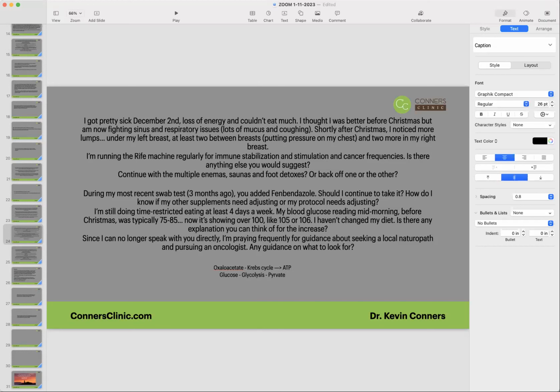Oxaloacetate is a component in the Krebs cycle, and if you add oxaloacetate as a supplement, you actually break down the Warburg effect. So the cancer can't feed directly off glucose nearly as well. Adding oxaloacetate as a supplement can help break down the cancer's ability to feed on glucose. Well, how do I know if my cancer is feeding on glucose?